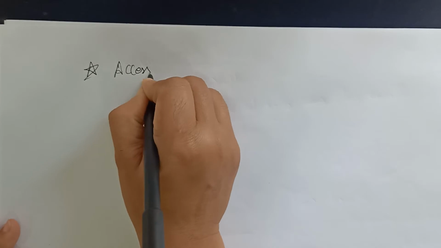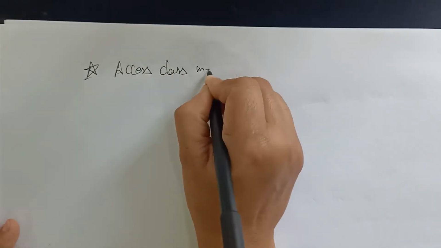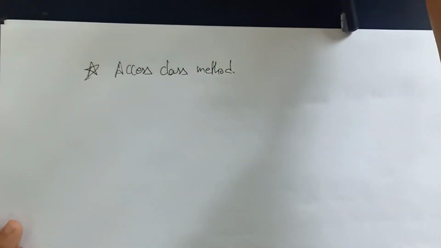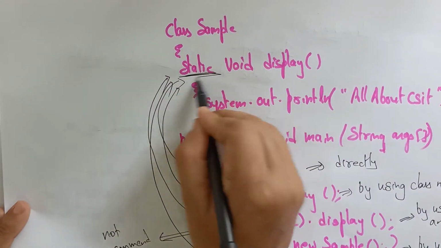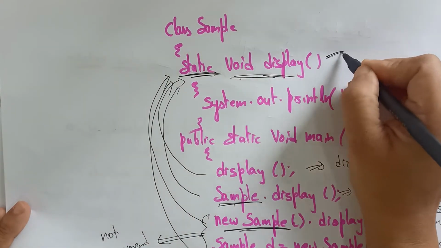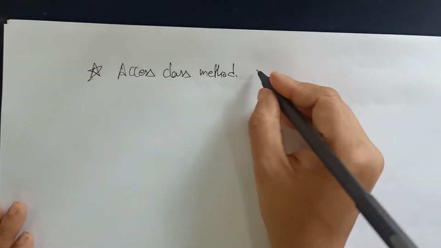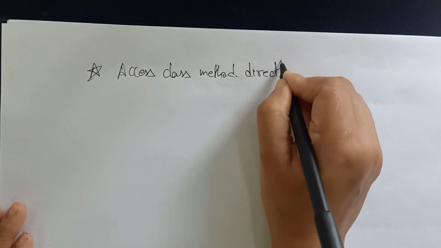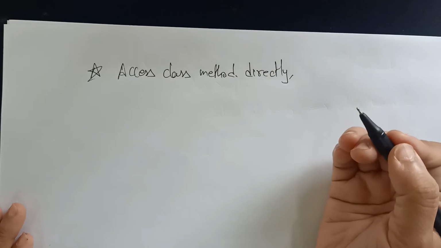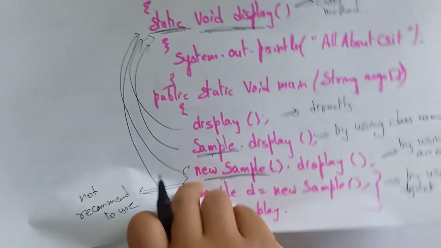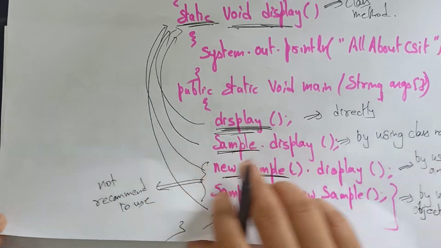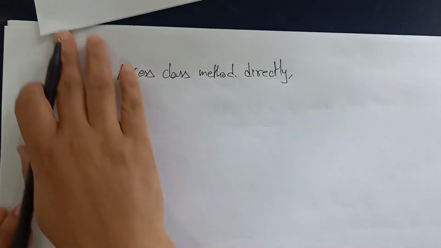This is very important. So I am telling simple points here. If you want to access a class method, that is void display, whatever I have shown you here, this is static, right? Whenever static is there, this is a class method. You call it as a class method. Okay. So access class method directly. When you're going to access directly, it means I call directly here. Display is the directly.